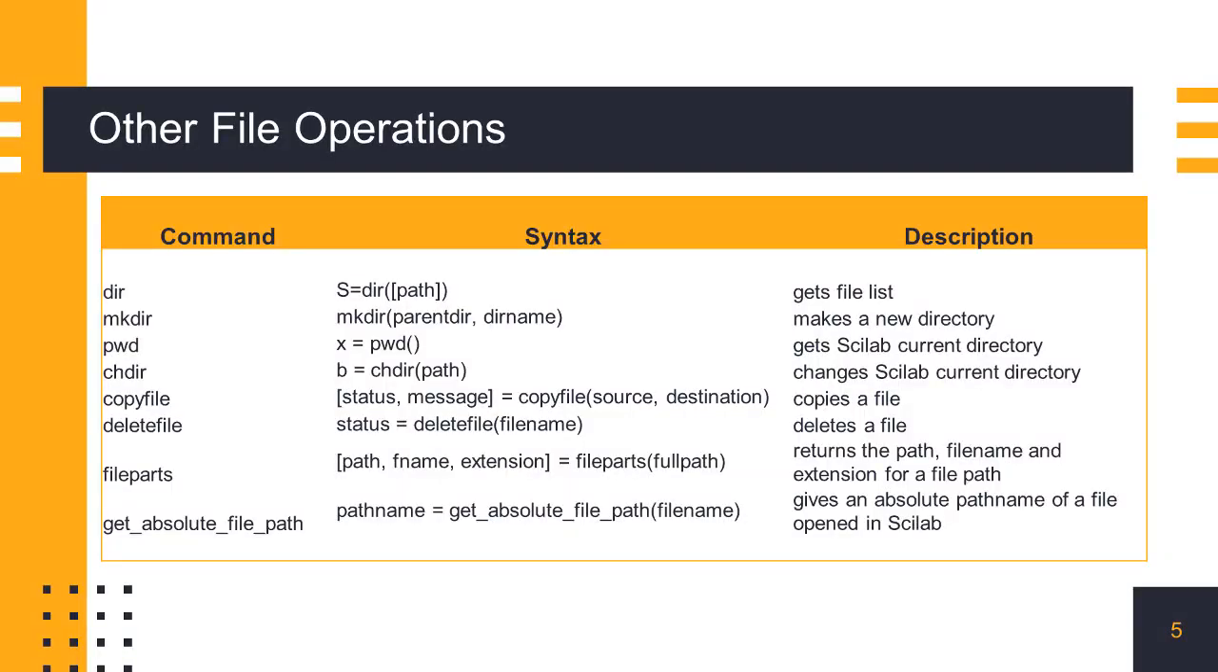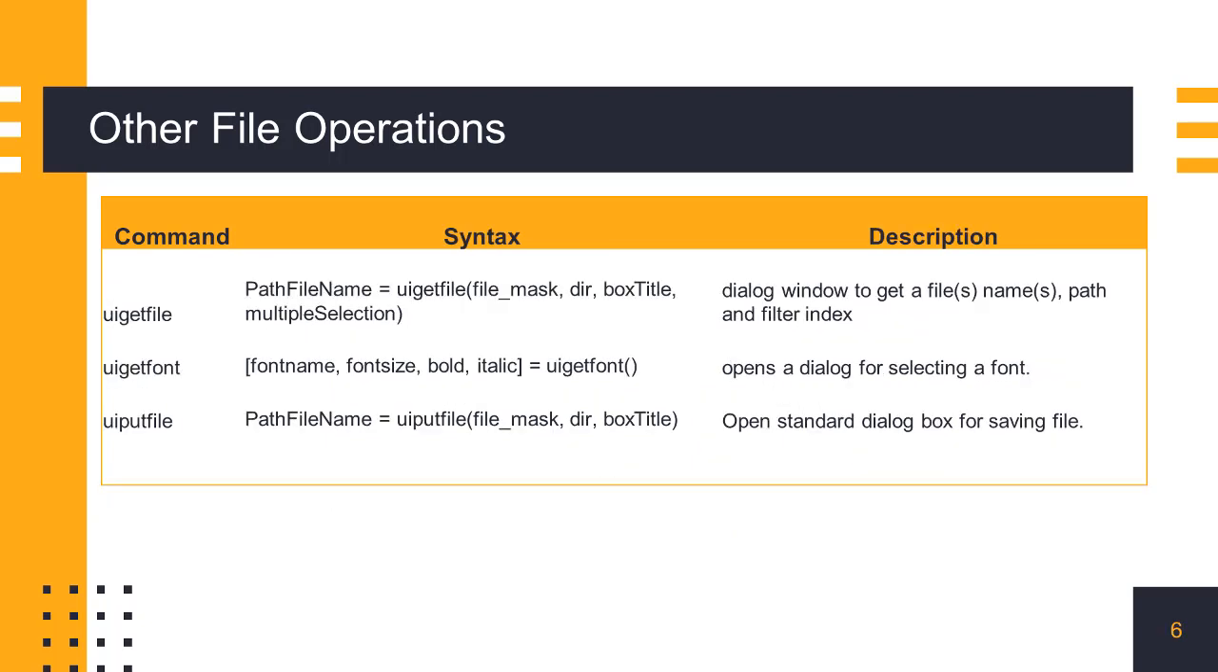In Scilab, we can also perform operations like create folders, copy files and delete files. FileParts function is useful to get path, file name, and extension in separate strings. GetAbsoluteFilePath function is used to get the path of the script or function file opened in Scilab environment. Scilab provides functions to open and save files, using standard Windows open and save dialog boxes.